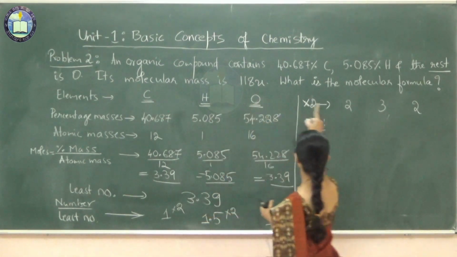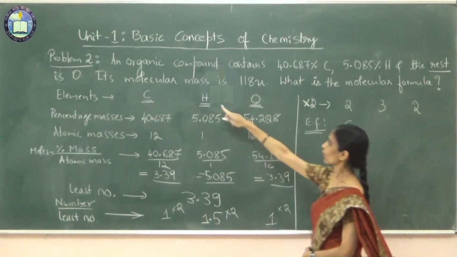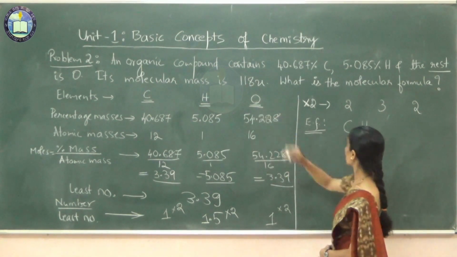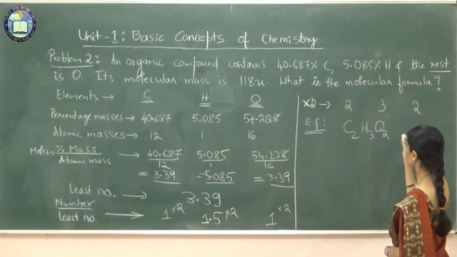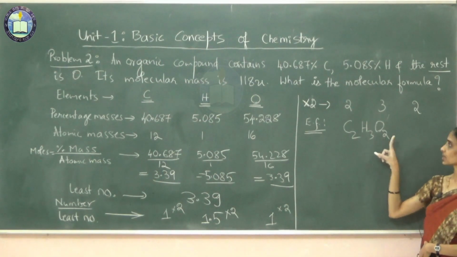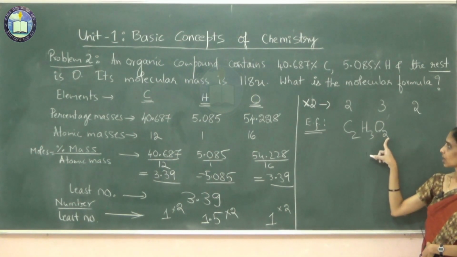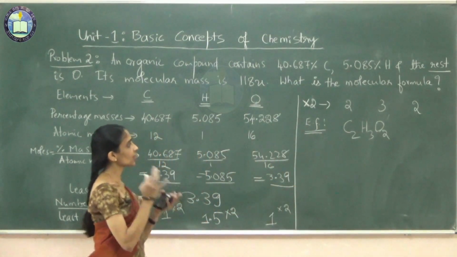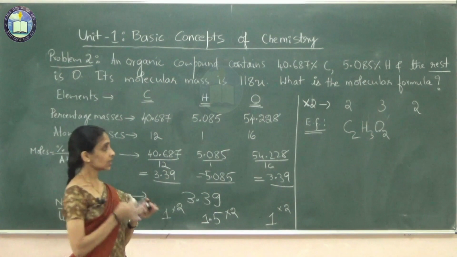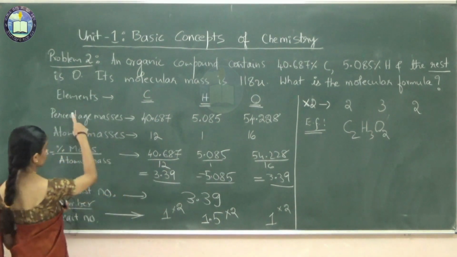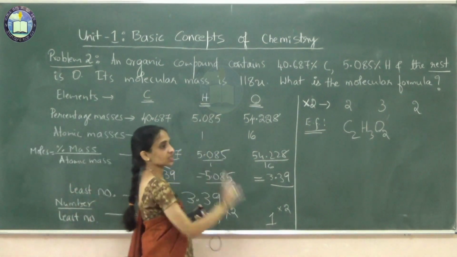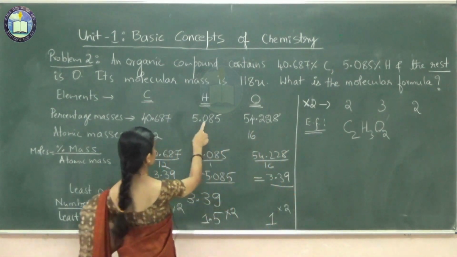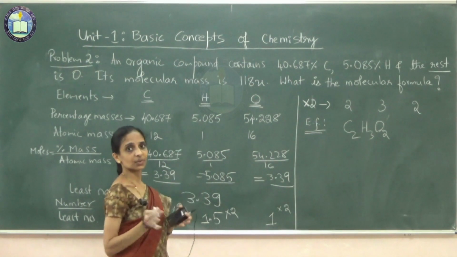For carbon it is 2, for hydrogen it is 3, and for oxygen the subscript is 2. Okay. So you have with you the empirical formula of the compound. Recollect the steps. Oxygen percentage mass is not given. You have to find it out by adding these two and subtracting from 100.